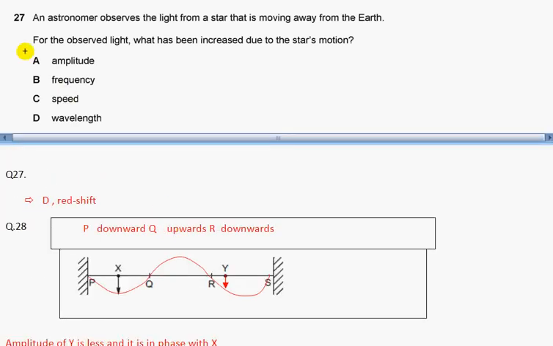27. An astronomer observes the light from a star that is moving away from the Earth. For the observed light, what has been increased due to the star's motion? So when an object is moving away, the wavelength increases and it is called the redshift, so we choose answer D. Very simple question.